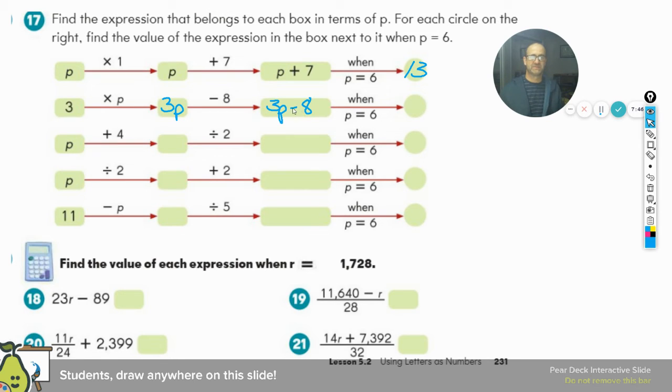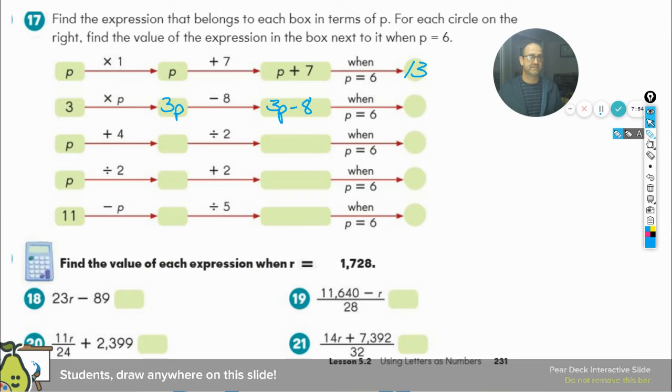Okay, so this one here is 3p minus 8. When p equals 6, 3 times p, 3 times 6, is 18. Minus 8 is, come on, pen, 10. Yeah. All right, does that make sense? Pause me. I'm going to pause myself. The answers are going to pop on the screen in about 5 seconds. So pause me, do these, and start me up again.